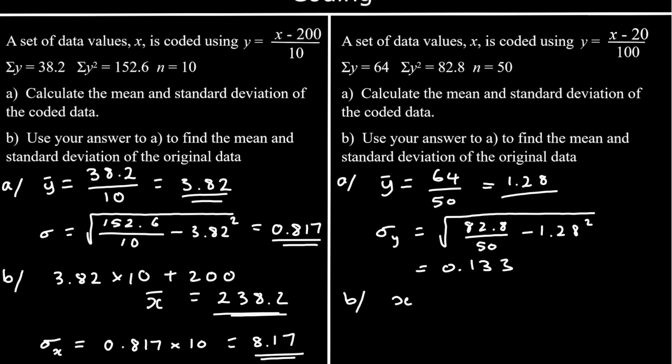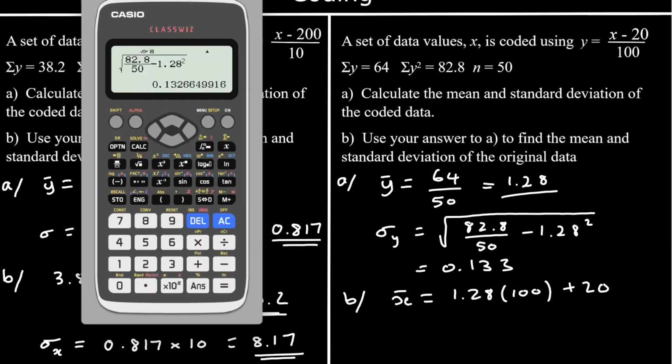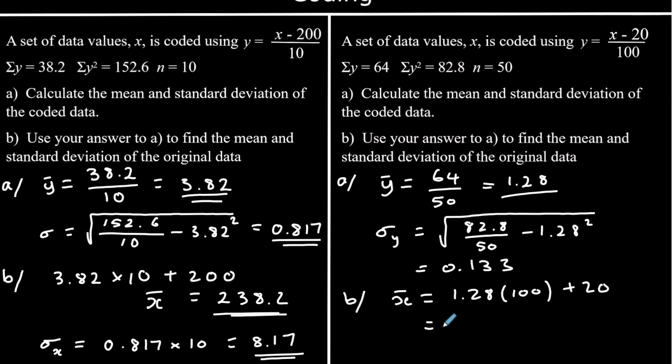So our mean, we need to undo the coding. It's affected by the adding and the dividing. So if we undo it, we're going to times by 100 and then add 20. So we're going to have 1.28 times 100 plus 20. And that is 148.